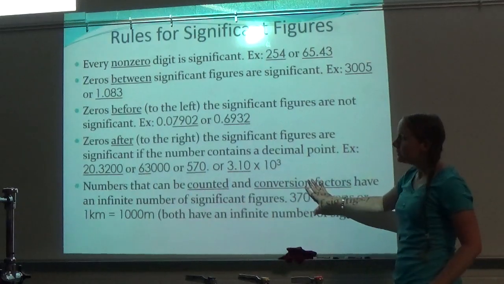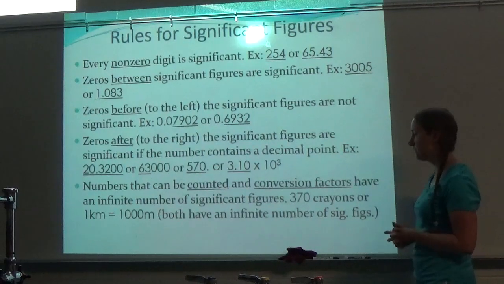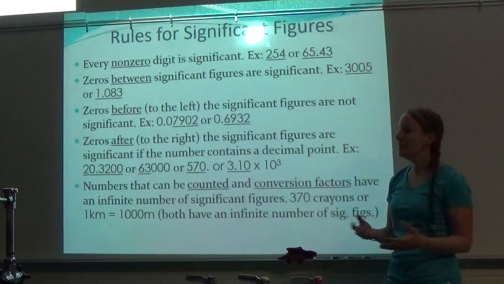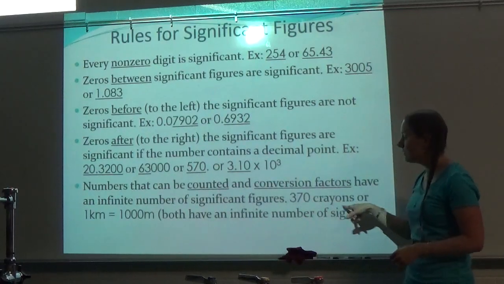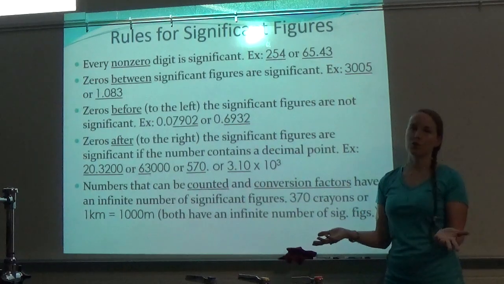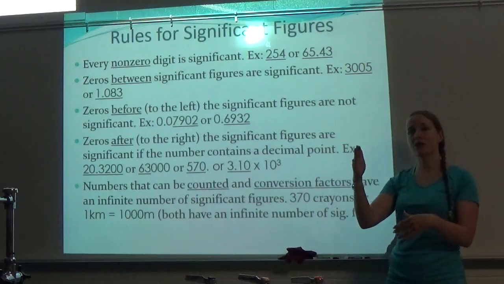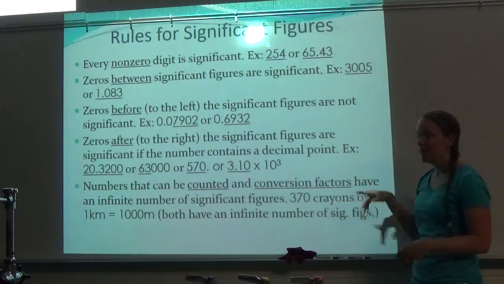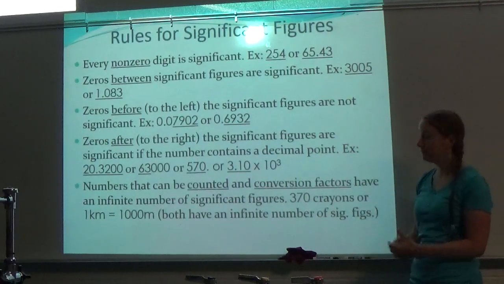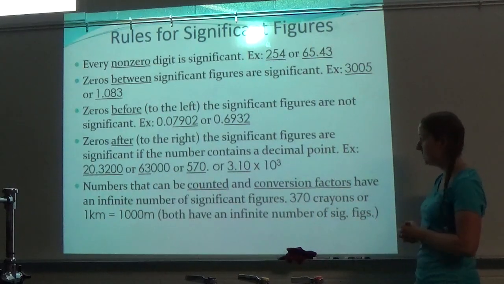All right, and then the last one is numbers that can be counted, and conversion factors have an infinite number of significant figures. So for example, if I gave you a bunch of crayons and said how many, you're just going to count them. The unit gives away whether it's something measured or counted. If you were doing grams, you're not going to count grams, you're going to measure that on a scale. If you're doing milliliters, you're not going to count milliliters, you're going to measure it in a graduated cylinder. But something like crayons, pencils, people, cats, cars, all of those things we would count. So you can't underline, you just write infinity or the symbol for infinity.